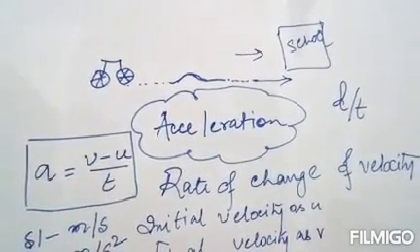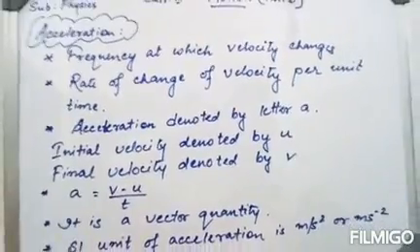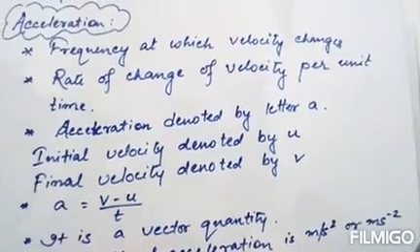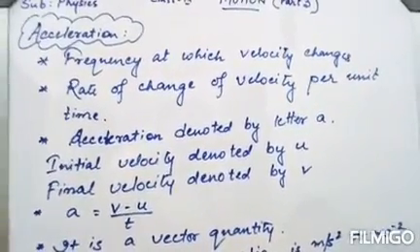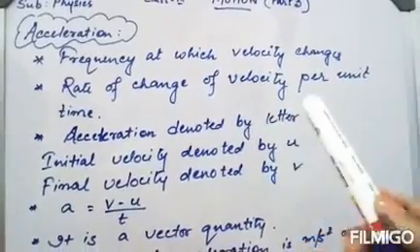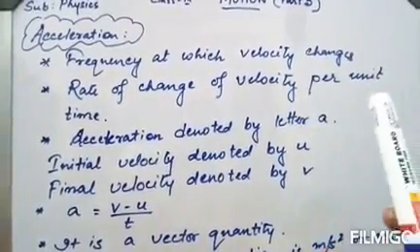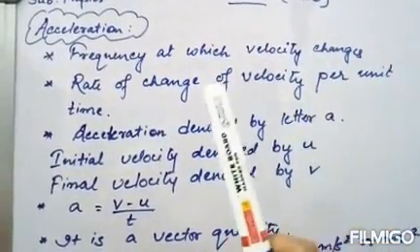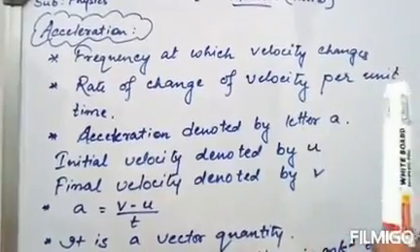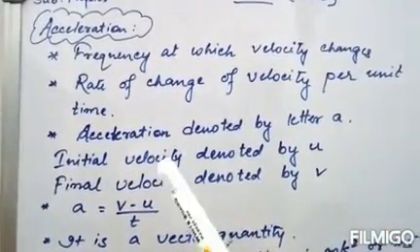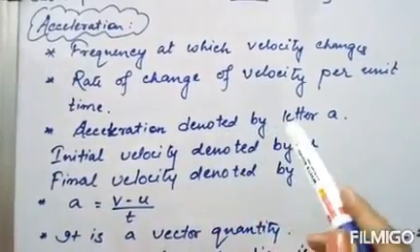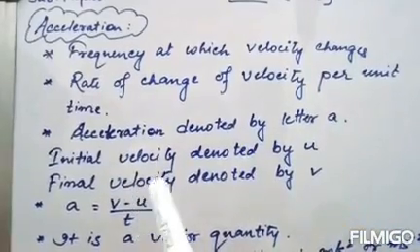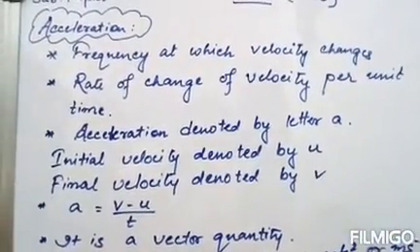So let's define it. Here we have the definition of acceleration, that is the frequency at which velocity changes. That means the number of times velocity changes per unit time is known as acceleration. Next definition is rate of change of velocity per unit time, which means change in velocity by time is acceleration. Next, acceleration is denoted by the letter a, initial velocity is denoted by u, and final velocity is denoted by v.